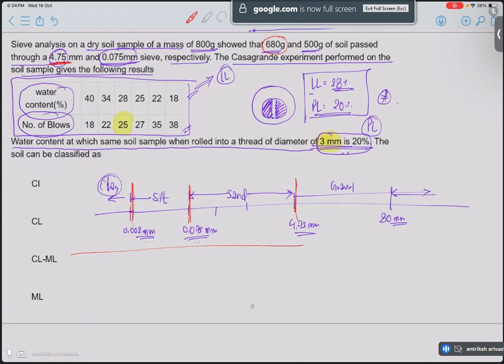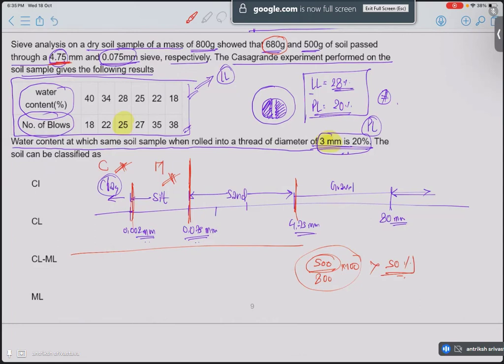But out of this 680 grams, 500 grams is finer than 0.075 mm. So you see, out of the 800, 500 is finer than 0.075 mm. So it is clearly either clay or silt, because 500 by 800 into 100 is definitely greater than 50%. So the majority of our soil is either clay or silt. So it is going to be either M for the silt, or C for clay, right?